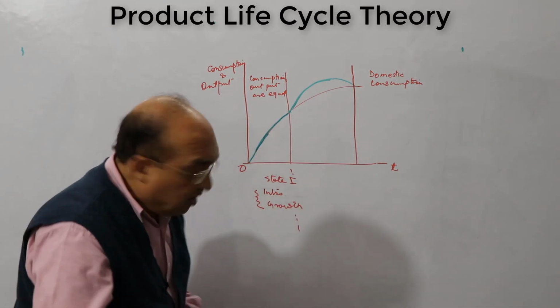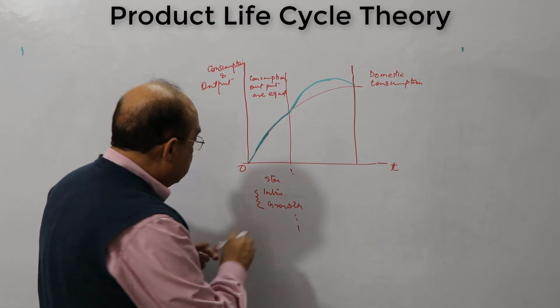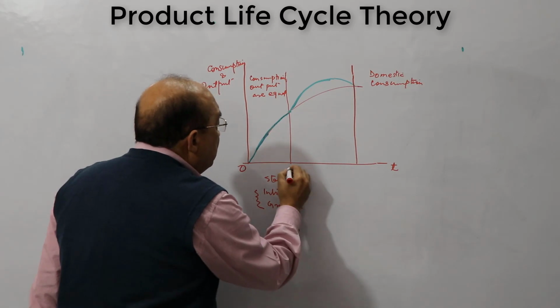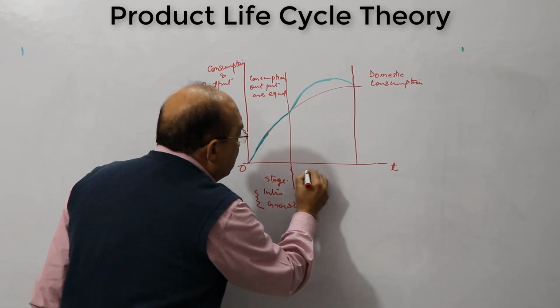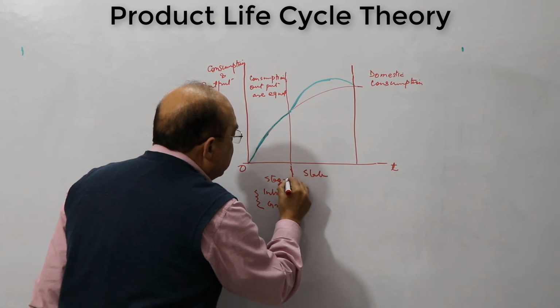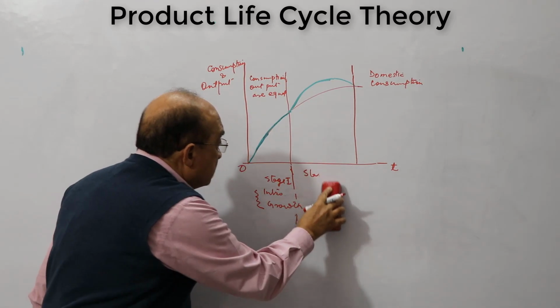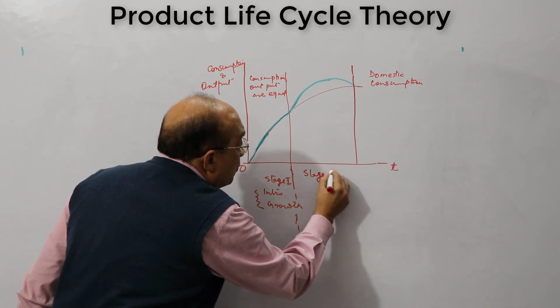Sorry, I have written the wrong word. It is stage. And this was this stage, and this is stage 1. Again I have written that wrongly, I might be absent-minded. Stage 2.